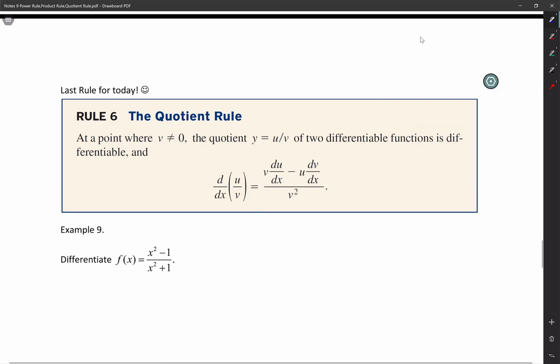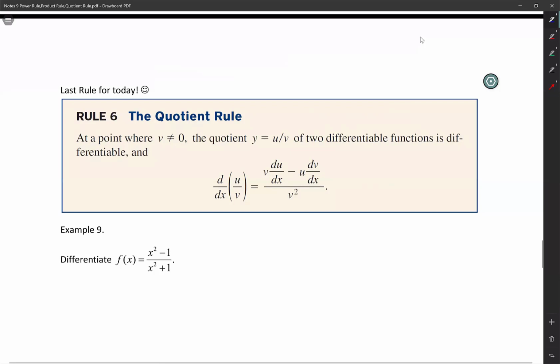All right, so what's that song I was talking to you about? I'm not kidding, some of you I'll probably hear say this little song as we get close to the AP exam. I think you already have it memorized, but you still like to sing it. Here's how you say it: Low D high minus high D low over low low. I'm going to say it again. Low D high, so low just means bottom, and D stands for derivative. So derivative of the top, because high is the top. Minus high D low, derivative of the bottom, over low low. Low times low, low squared.